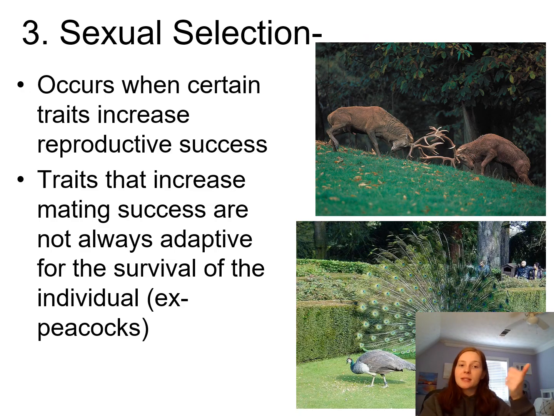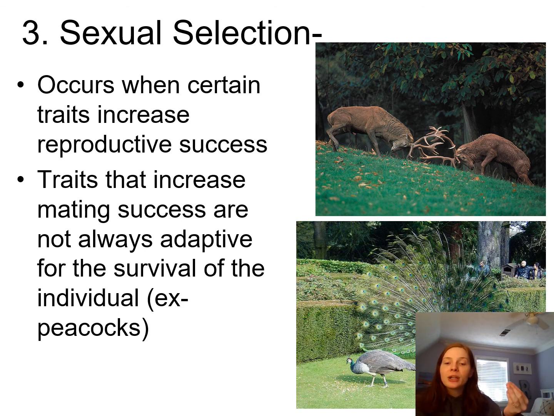And then lastly, you have sexual selection. This occurs when certain traits increase reproductive success. This one is really interesting because sometimes it's kind of funny: although the traits may increase reproductive success, they can actually reduce the chance of survival. A prime example would be the male peacock. The male peacock is the one with the really pretty feathers, but they're so big that it's hard for a male peacock to move around.